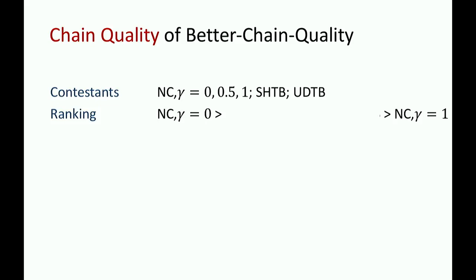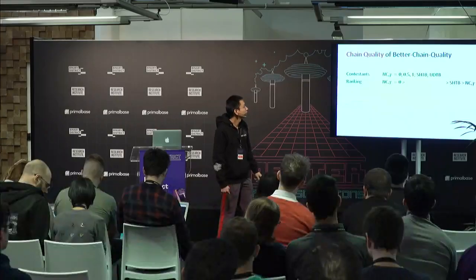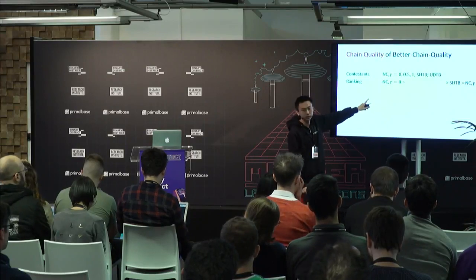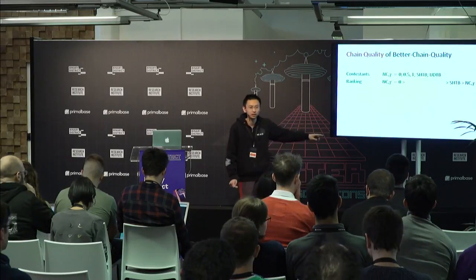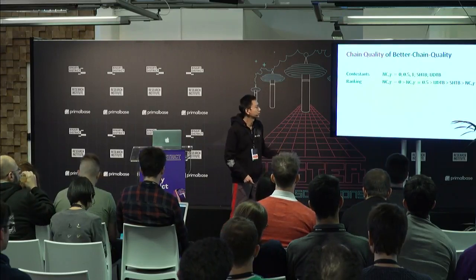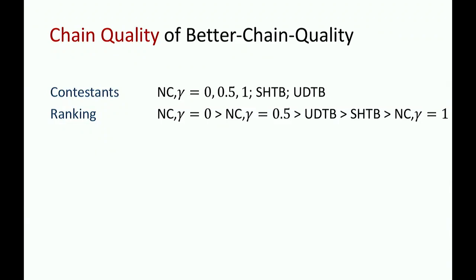Of the rest three protocols, which one performs the worst? So it's the smallest hash tie breaking. For the rest of the two, unpredictable deterministic tie breaking and gamma equals 0.5, which one is better? Okay, I will reveal the answer. So Nakamoto consensus is better. So why is that?